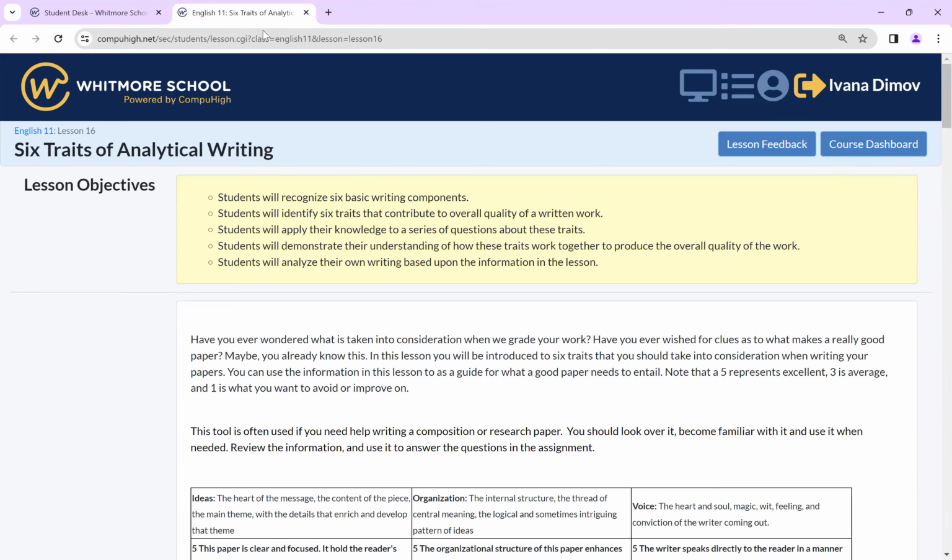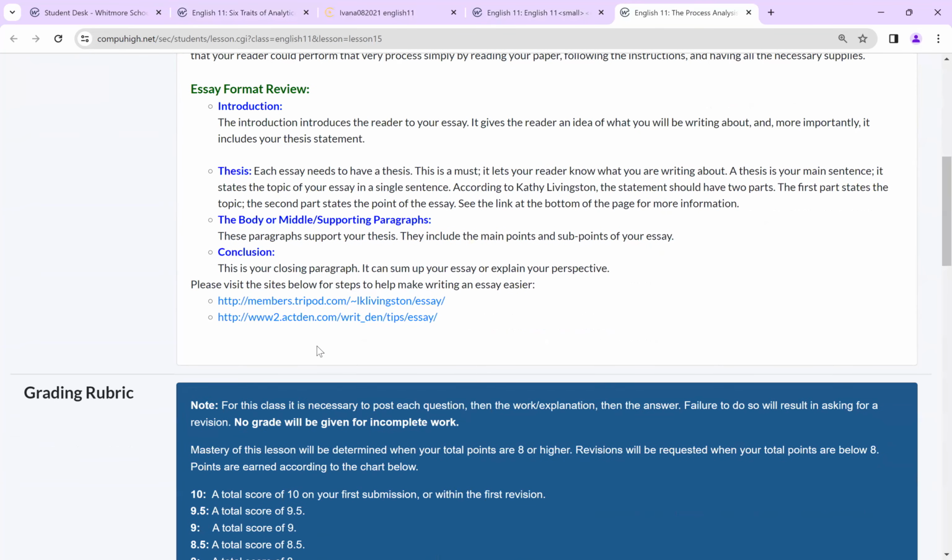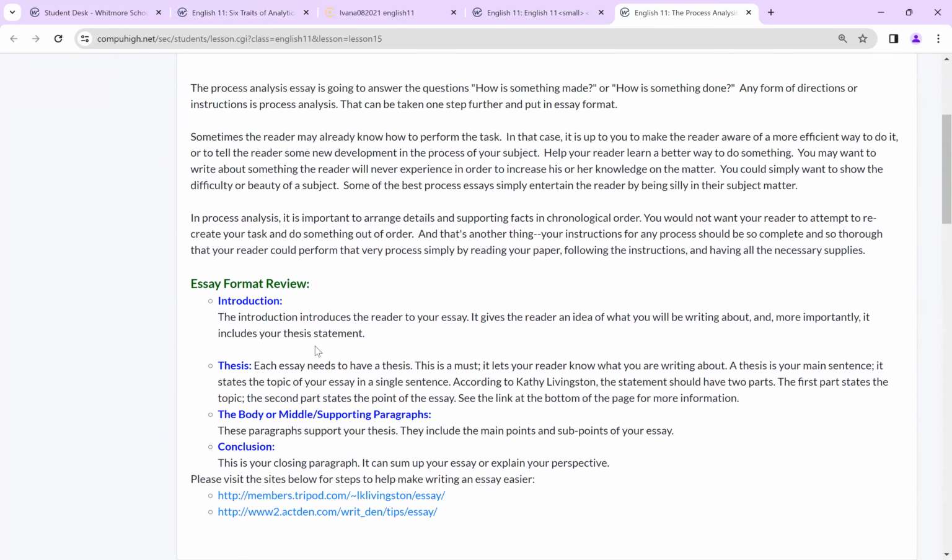All right. Have you ever wondered what is taken into consideration when we grade your work? Have you ever wished for clues to what really makes a good paper? Wait, that's lesson 16. Shouldn't we do lesson 15? I thought we did lesson 15. Oh, we did. Did we not? I'm not sure if we did. Lesson 15 is the process analysis essay. That's what we just finished. Okay, yeah, then let's just continue with lesson 16. I'm sorry, I'm just making sure. It's okay.